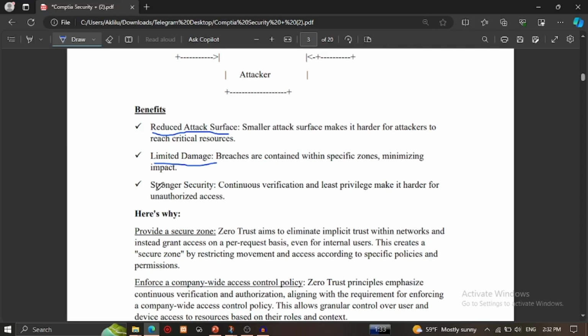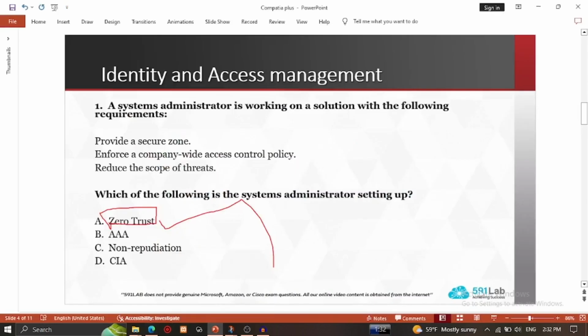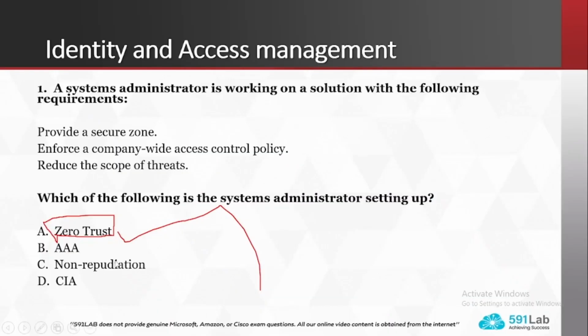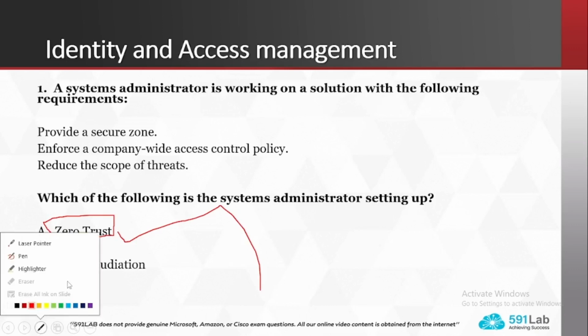The third is stronger security. This means continuous verification and least privilege. It makes it harder for any unauthorized user. So that is the reason we choose the zero trust network. So this zero trust could be the right answer, while this could not be the answer. AAA could not be the answer.